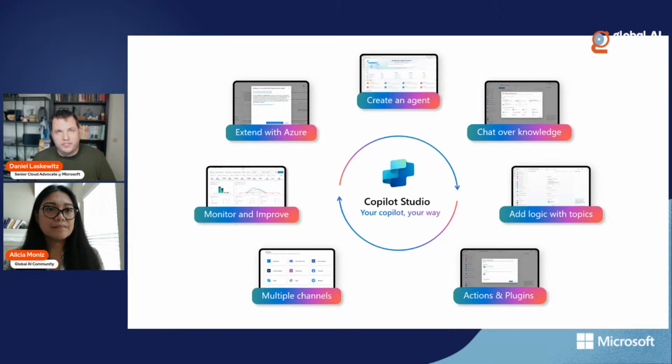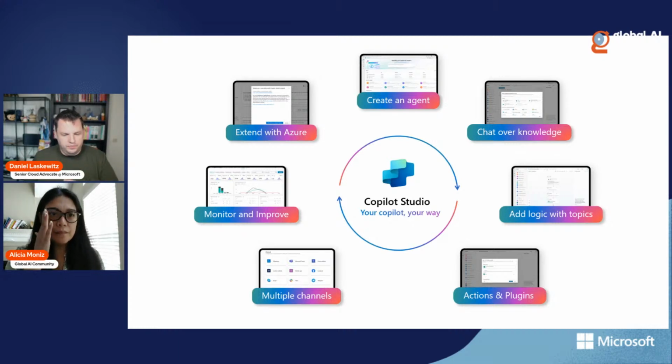Then you also have the option to add actions and plugins. And actions and plugins are really connected to the connectors that I was talking about a little bit earlier. So actions and plugins make it possible for you to connect to all kinds of backend services. And that's something that's also really cool. And multiple channels is the part where you are publishing your agent to the different channels. So if you want to publish it to a website, if you want to publish it to an app, to Teams, to Facebook, to Slack, there are tons of possibilities there.